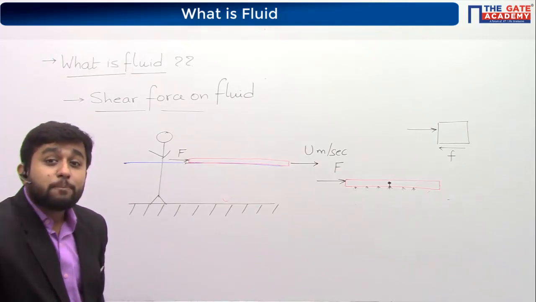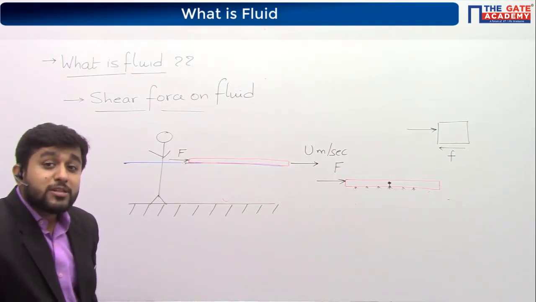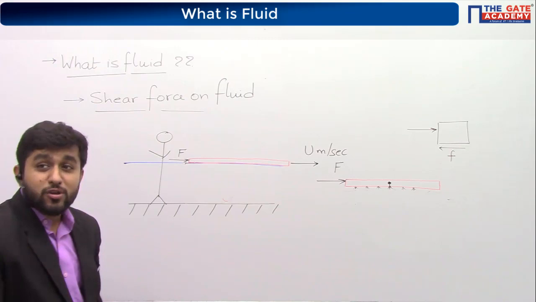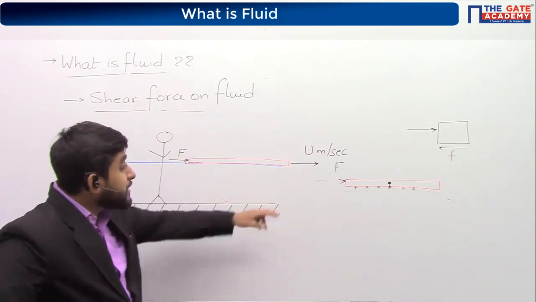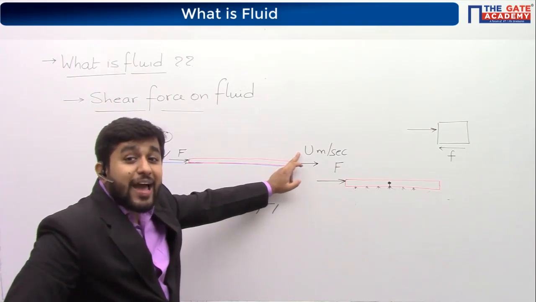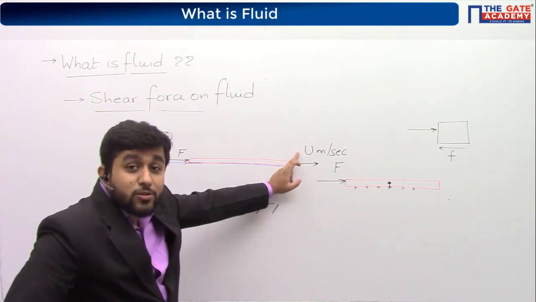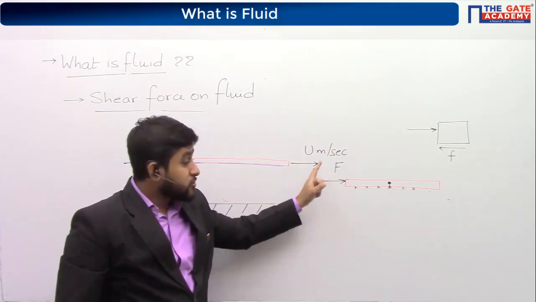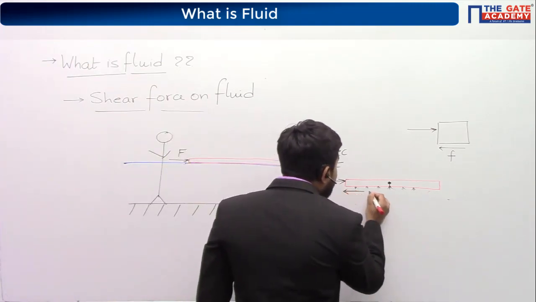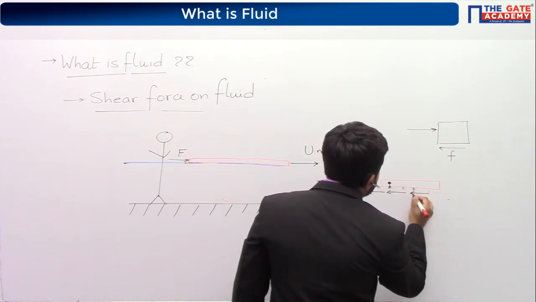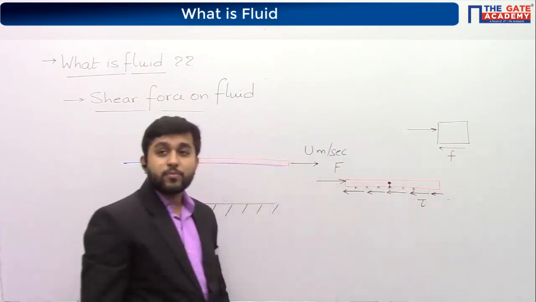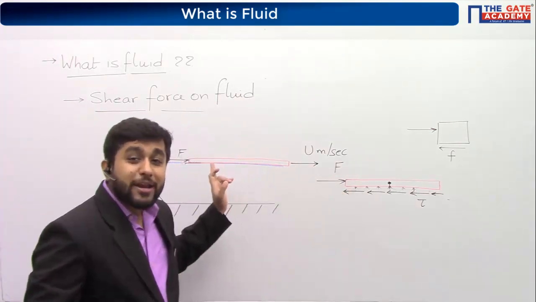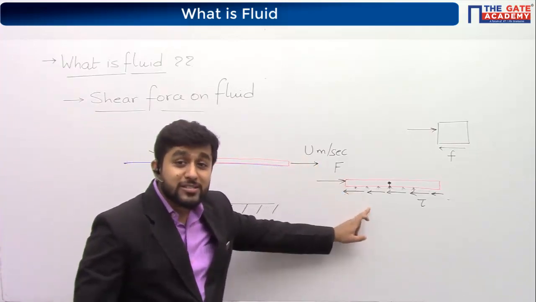If the speed of the plate is finally constant, what will be the net force on the plate? Very good, it should be 0. Speed is constant, so acceleration will be 0. Net force is mass into acceleration, so net force should be 0. But you are applying an additional force F. So this net force will be 0 only when there is a non-zero shear stress. Initially when the plate was at rest, tau was 0. But now when the plate is moving with constant velocity, tau is non-zero.